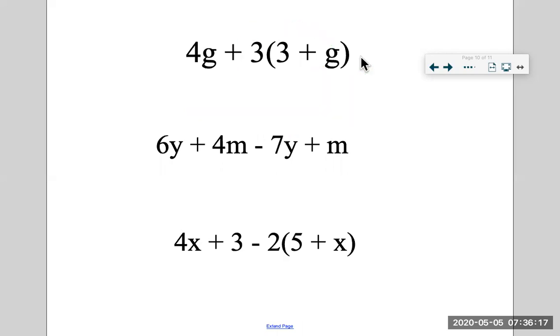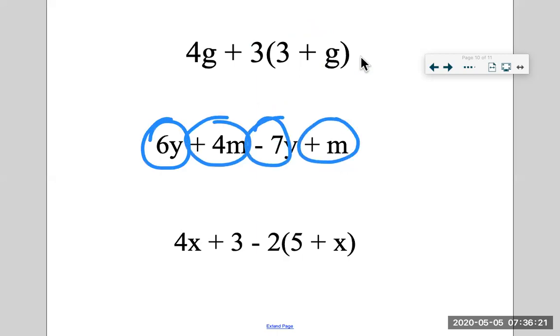Now in this one, this is just addition and subtraction, so we're just going to combine the like terms. 6y and -7y give you a -y. 4m's plus another m is 5m's. This last example, though, if you just take a moment and read it, it involves multiplication. So you take care of that multiplication first.